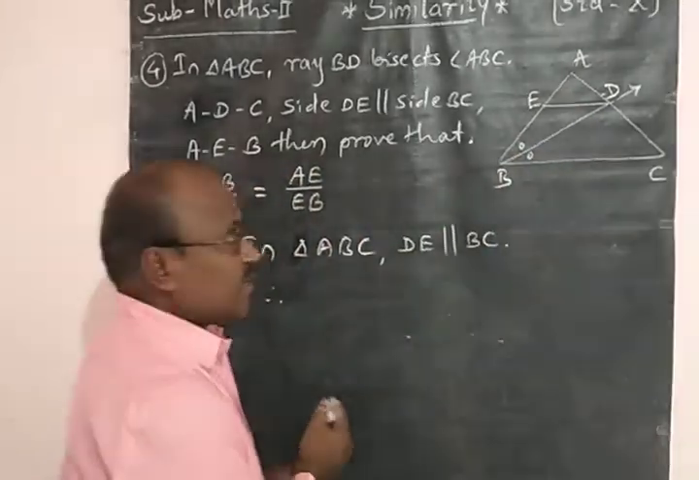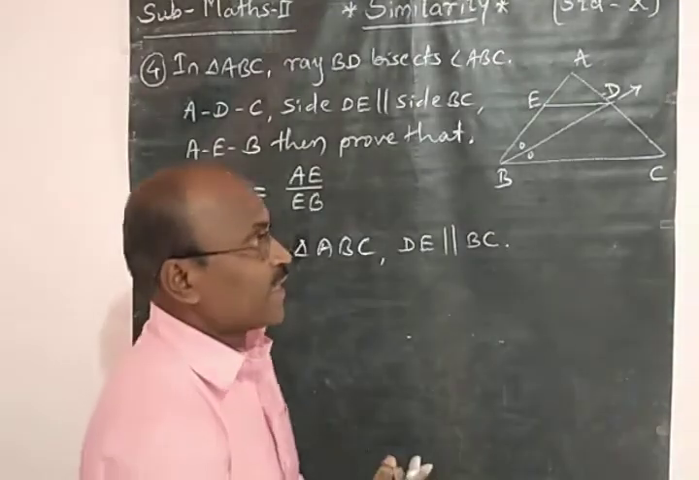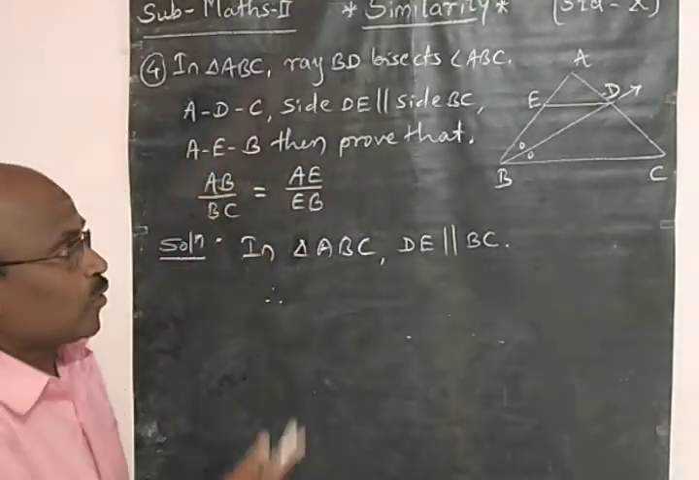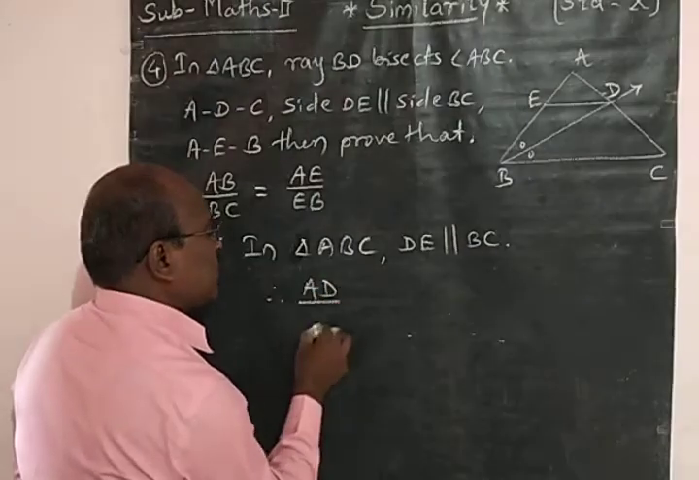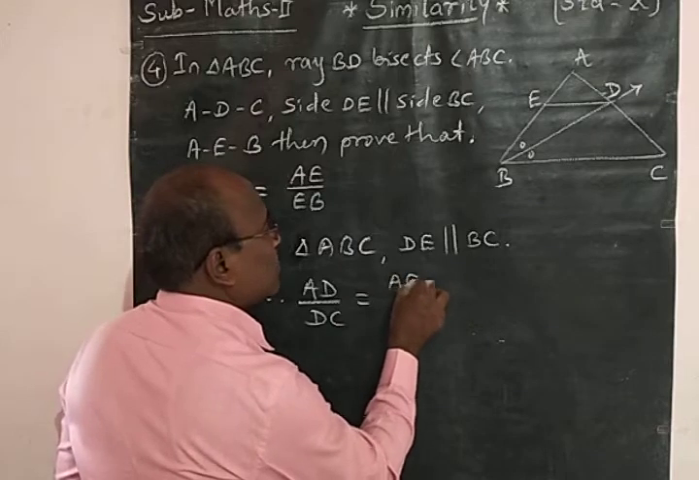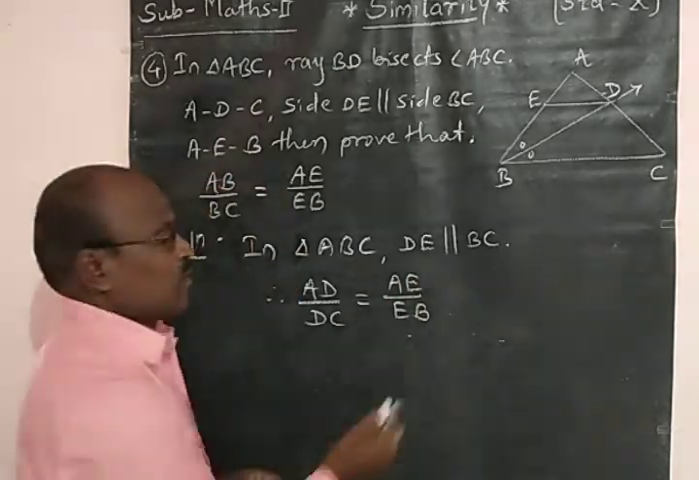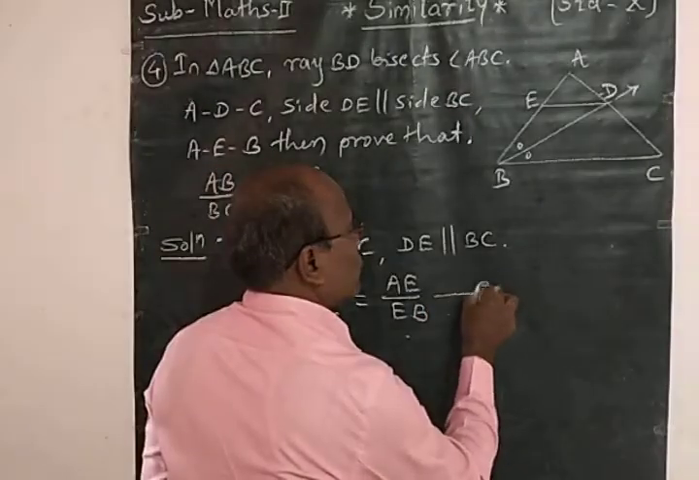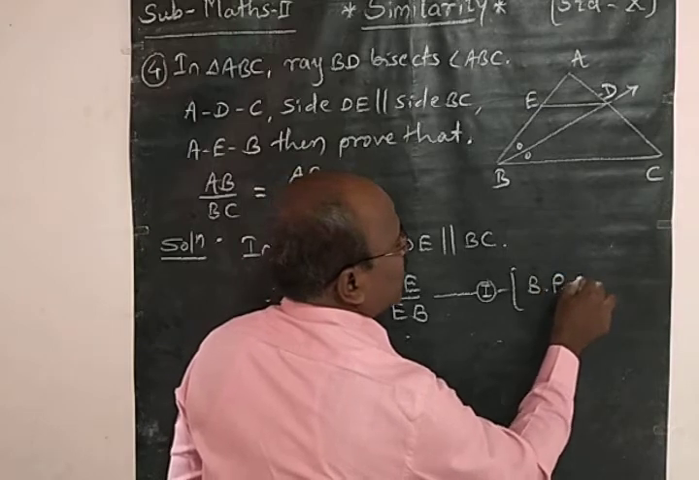AE upon EB is equal to AD upon DC, or AD upon DC is equal to AE upon EB. Say this as statement 1. And now write here the reason, BPT, basic proportionality theorem.